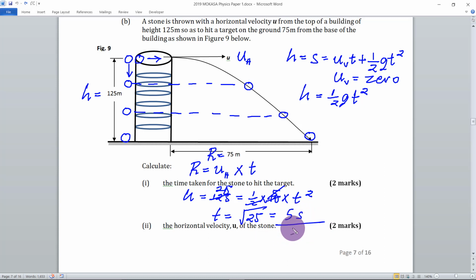That is how long the stone takes to fly from this point to this point. And of course, now if we want the horizontal velocity, we can now revert to this equation here, which states that the range, which is 75 meters, is equal to u horizontal times the time of flight, which is 5. And you can see that u horizontal is actually equal to 15 meters per second.